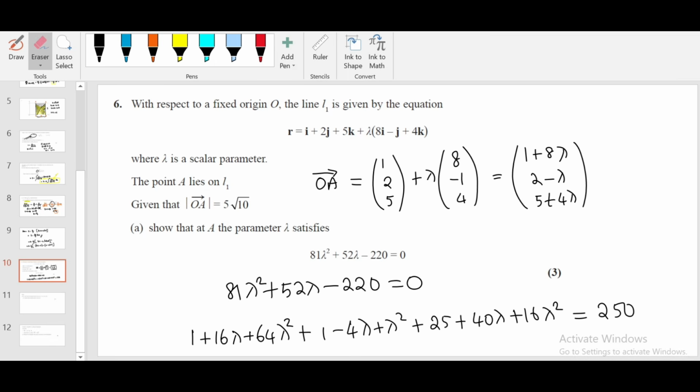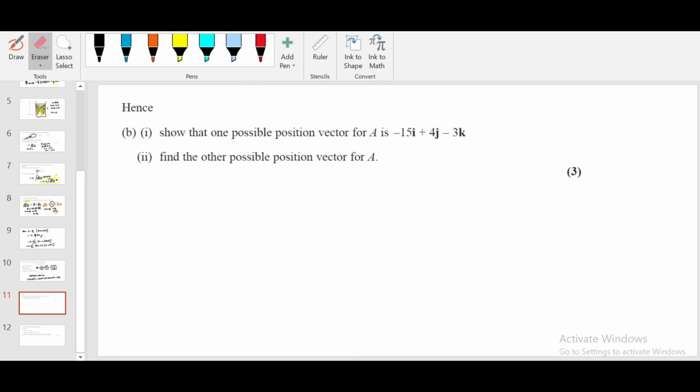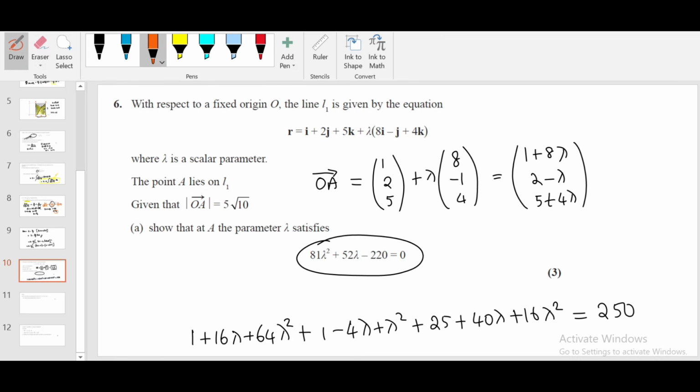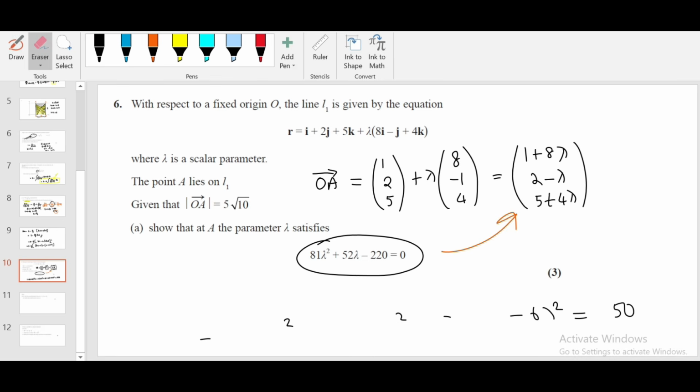Let's move on to part B now. Hence show that one possible position vector of A is this, and find the other possible position. You will get two possible position vectors of A. Why? Because when you solve this quadratic, you will get two values of lambda, and then when you sub in the values here, you will get two possible position vectors for A. So how do we solve it? I'm going to straight away use my calculator to solve it.